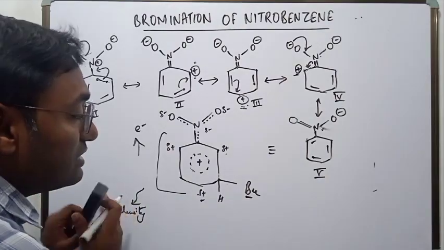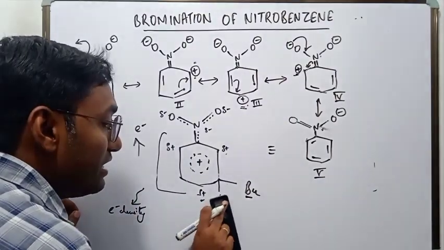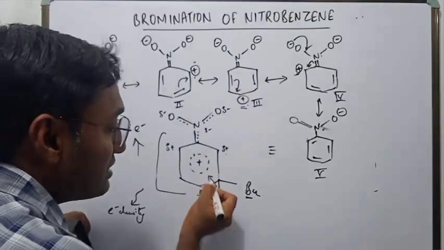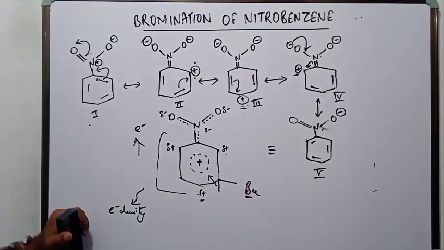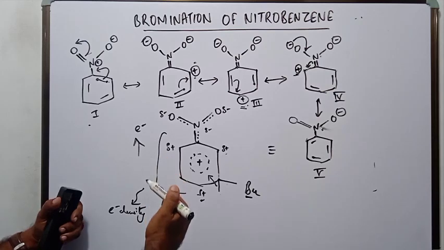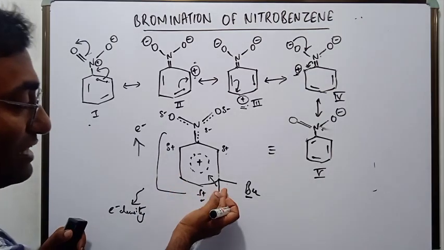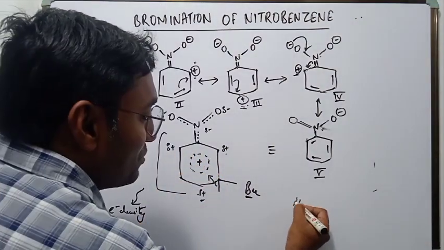What happens is an H goes from here. It gets rid of the H and this electron pair is introduced back, so that further deficiency of electrons does not take place in the benzene ring. So it gives the electron pair back and H plus goes out of the system.